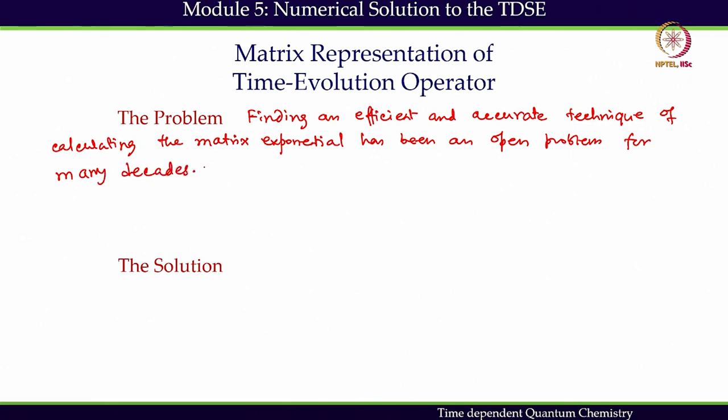What do I mean? It is not an easy task to find out if A is a matrix and A operator is represented by a matrix, let us say, then the exponential of that matrix is not an easy task to find out. But there is a quick solution.